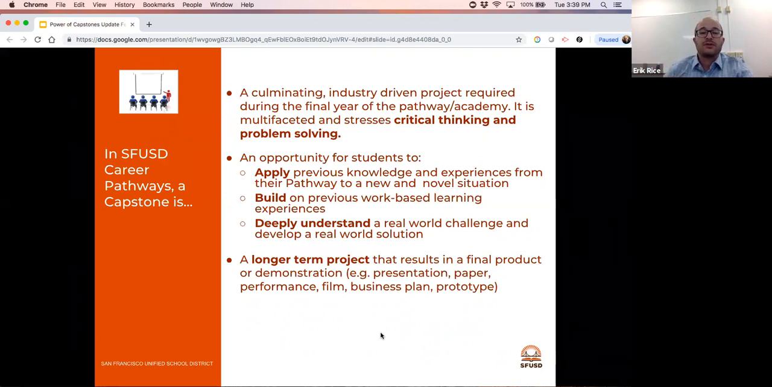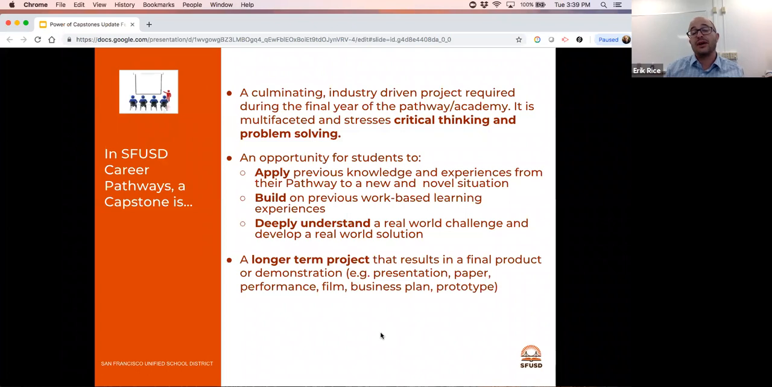It's an opportunity for students to really apply that previous knowledge and experience from their pathway, but in a new and novel situation. We're trying to get away from the idea of the end being simply a reflection back of what they experienced, or a regurgitation or a review of here's what I did, but really applying that into a new and novel situation.